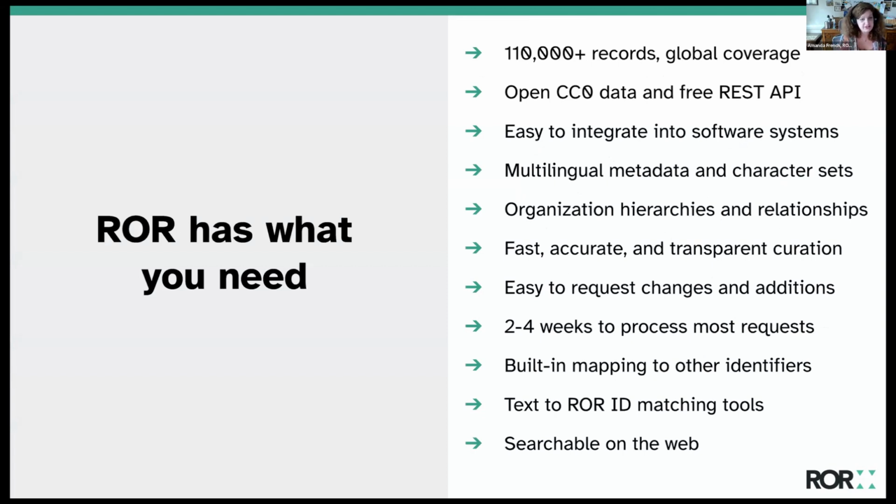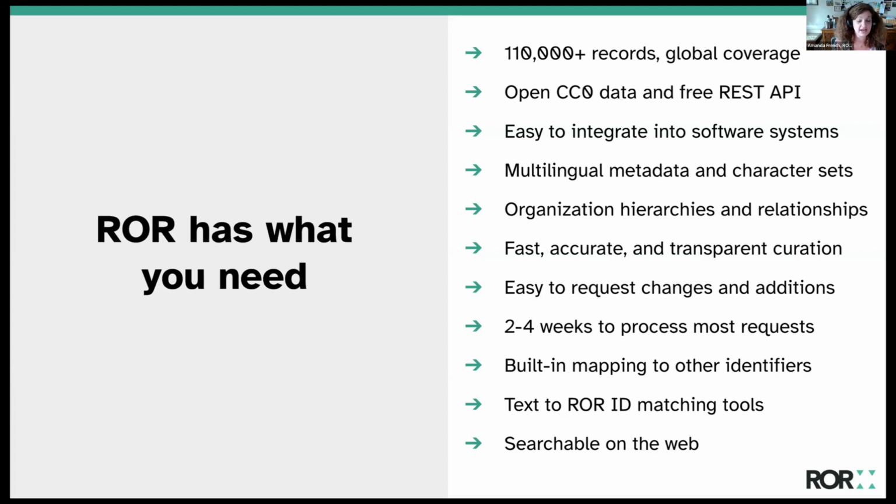So these are just some of the features of ROR. Entirely free data, entirely free REST API. I've heard over and over again that ROR is very easy to use. It's a really modern system, modern REST API. Multilingual metadata and character sets. If you're using a language that has right to left, we can support that. We support everything, Chinese, Japanese, Asian alphabets, Arabic alphabets, Hebrew, all of that.